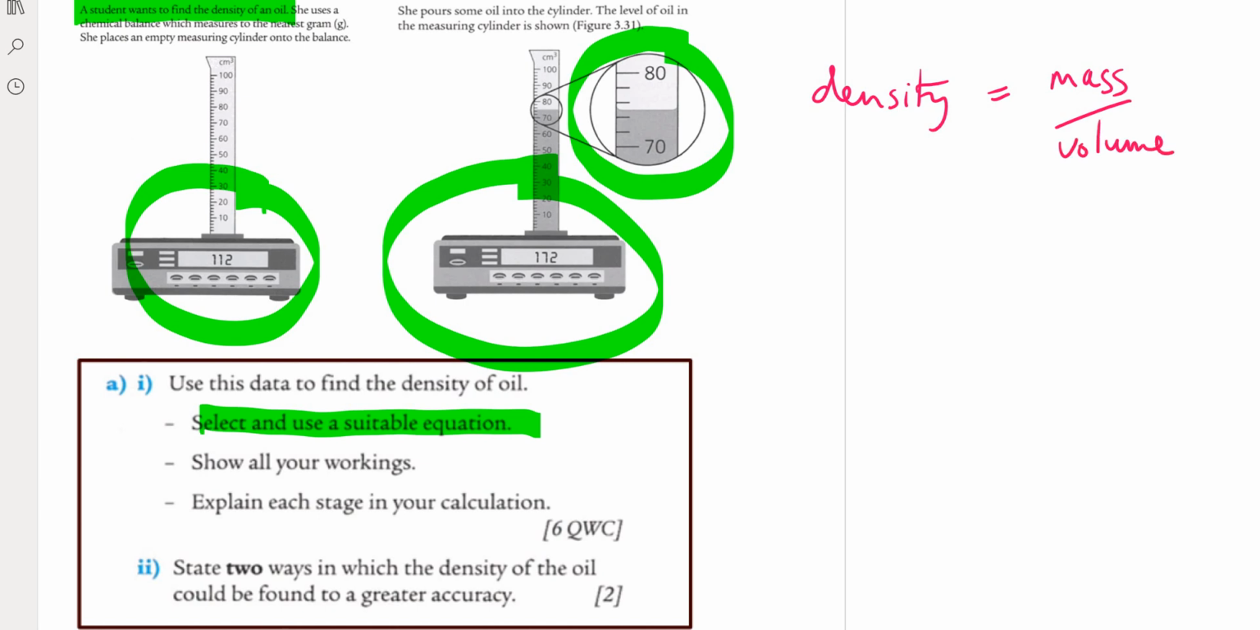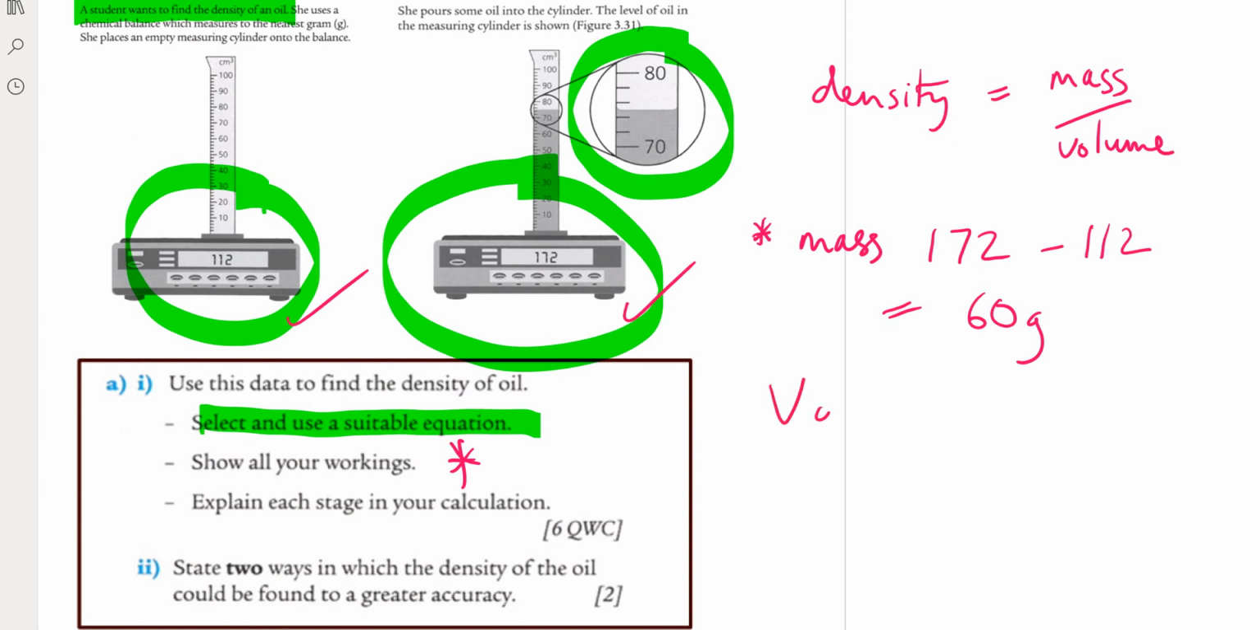Now to work out the mass, it says show your workings. We take the 172 and we take away the 112. So show your workings. 172 full of oil, take away 112 no oil, will give us the mass of the oil, which is 60 grams.